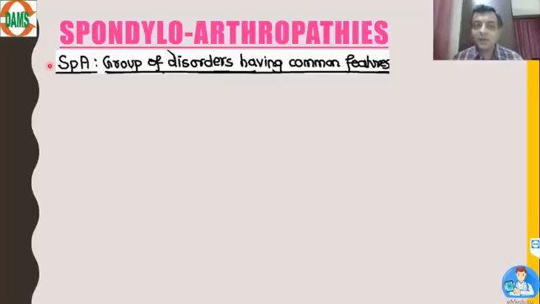But important is first to know why they are grouped together. They are grouped together because they have following common features. In inflammatory polyarthritis, one most common cause is RA, and after that, the differential is SPA.